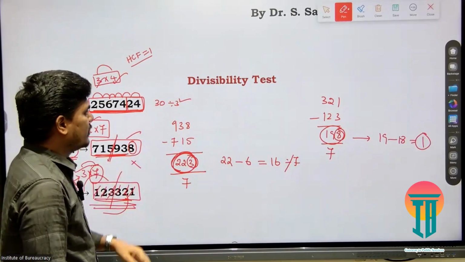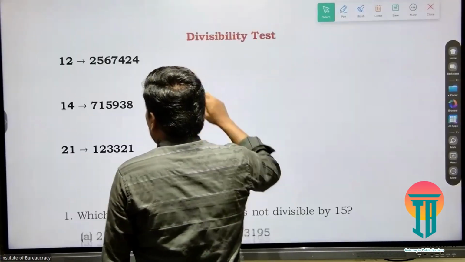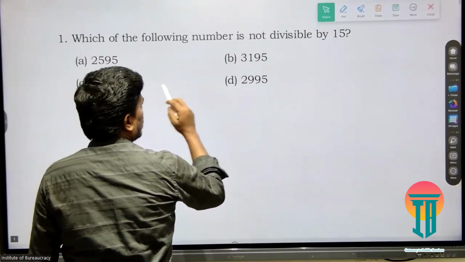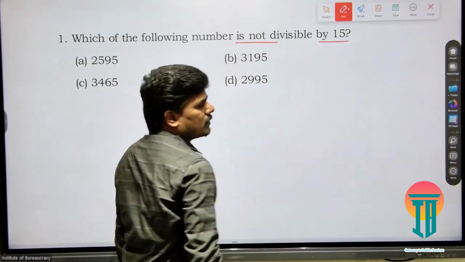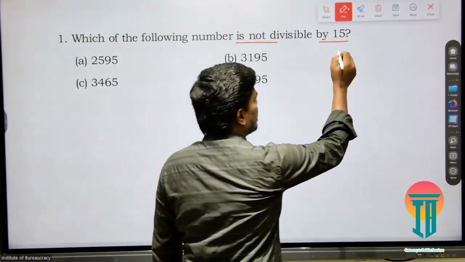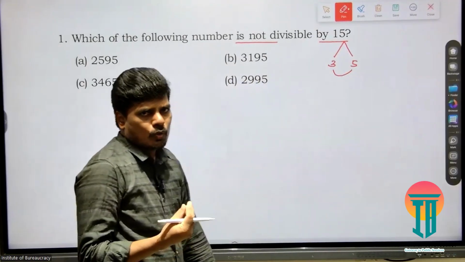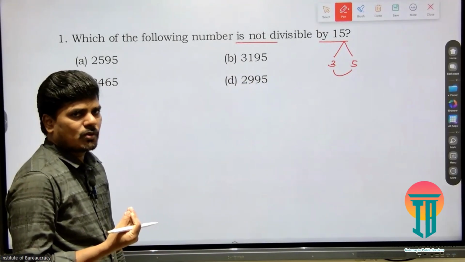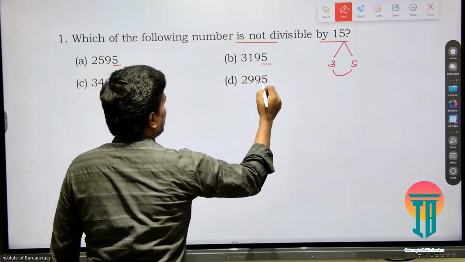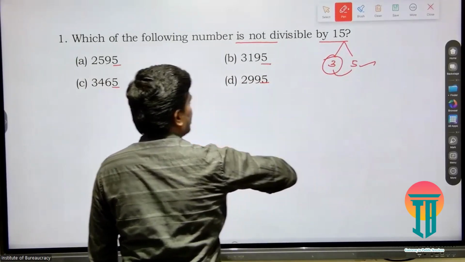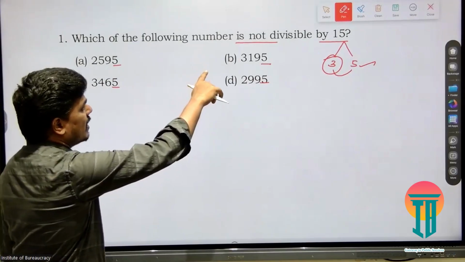Now using this logic, let us solve some SSC PYQs. Look at this question. Which of the following numbers is not divisible by 15? If you want to say a certain number is divisible by 15, what do you have to do? 15 can be written as 3 into 5, and 3 and 5 are co-primes, relatively prime, which means the HCF is going to be 1. Now, all the numbers ending with 5 are divisible by 5. Now I have to check with 3. A number which is divisible by 3 is then going to be divisible by 15.